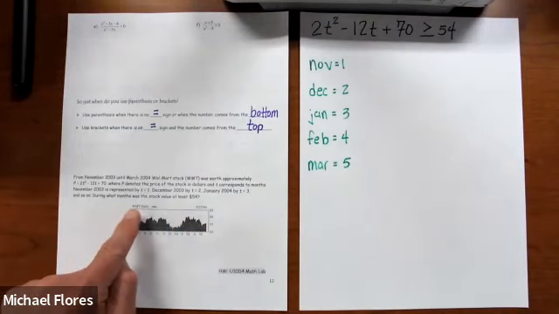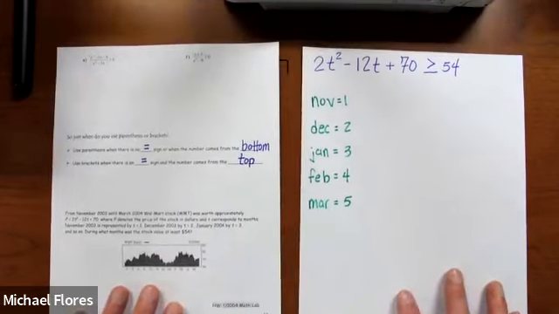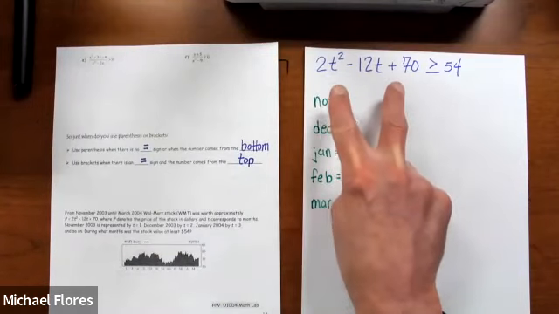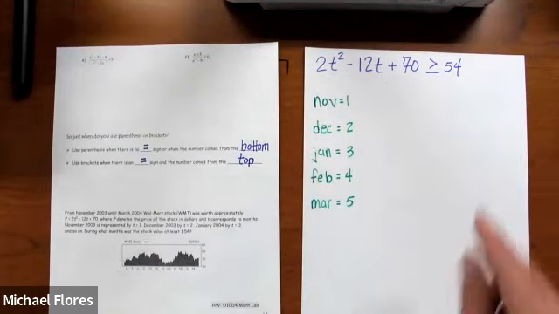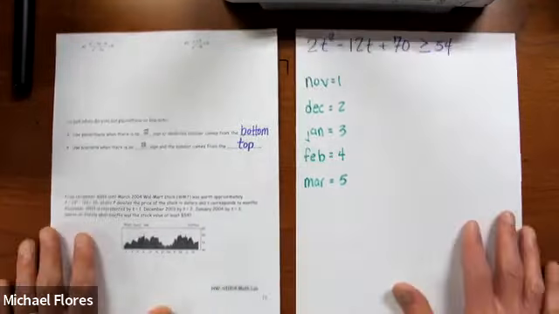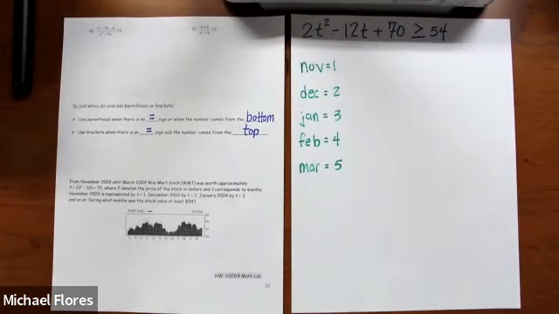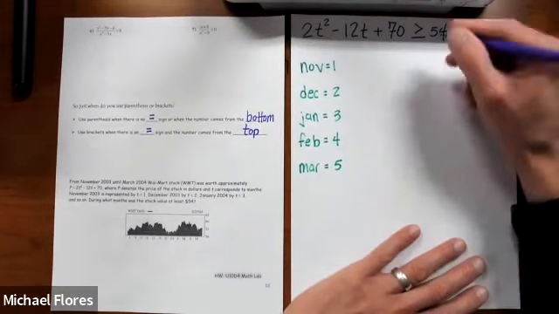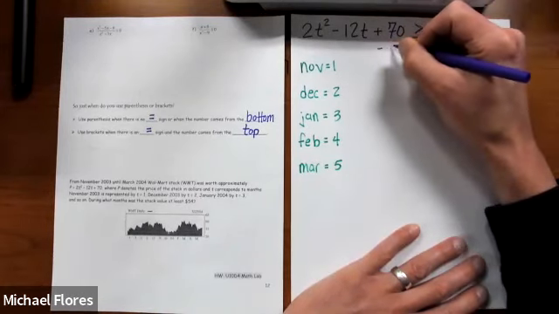During what months was the stock value at least $54? So you have to take the function it gave you, and it needs to get to a point where it's at least equal to, greater than or equal to $54. So you're going to want to use a greater than or equal to sign here. Now, in order to solve, we have to set it equal to 0. So we're going to combine like terms.